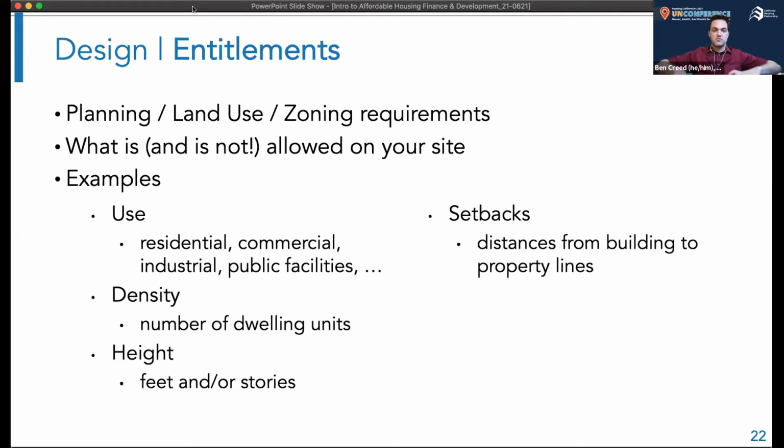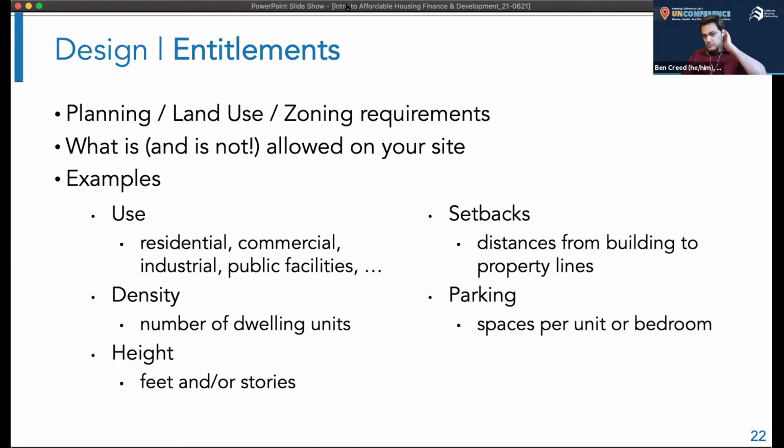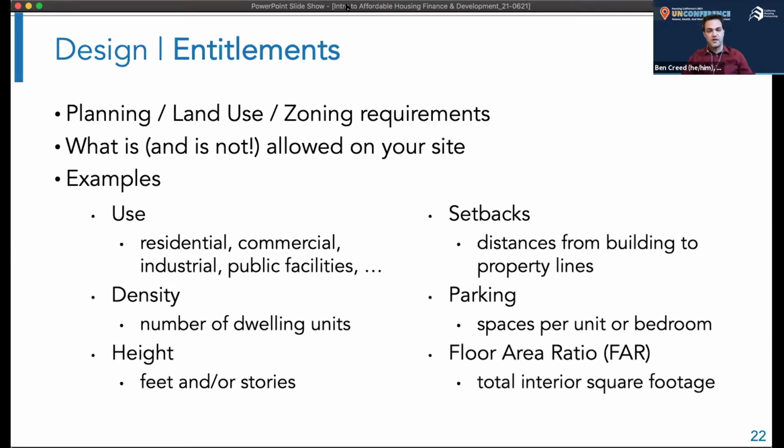Setbacks, there may be a certain required distance around the perimeter of your site from the building to the neighboring property lines or to the sidewalk in the front. You may be required to provide a certain amount of parking spaces, either per unit or per bedroom. And finally, floor area ratio, FAR. This took me a little longer to understand than it should have because it's fairly simple. It governs how much square footage, how much floor area can be inside your building relative to the size of the land that it's on.